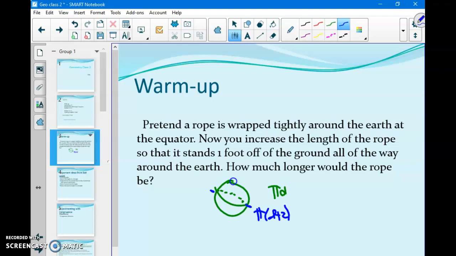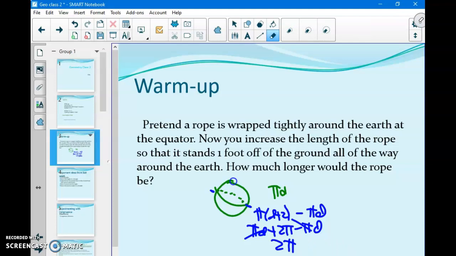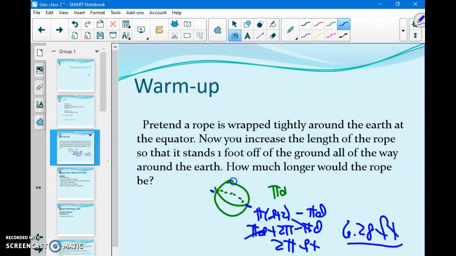And to find out how much longer that is, we're going to subtract off pi times diameter, which the original was. And so if I distribute, I get pi times diameter plus 2 pi minus pi times diameter, and I'm left with 2 pi feet longer. So whatever 2 pi feet is, I'm going to go with 6.28 feet longer. So it isn't that much longer rope to make it a foot above the ground everywhere.